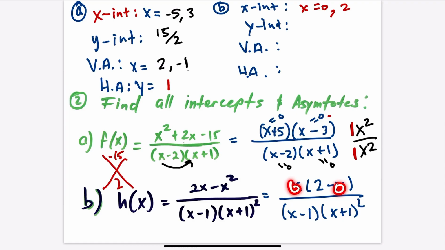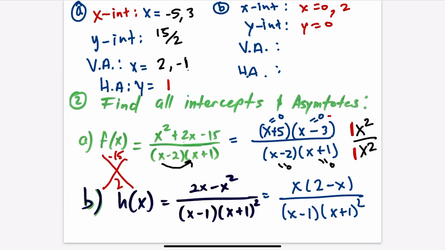The y-intercept is plug in 0. If you notice, because of this value right here, 0 times anything is 0, and we don't have 0 at the bottom. So 0 over some number is 0. So we have a y-intercept at 0. Okay. If you notice, I didn't put y-intercept, y equals 0 over here. You don't always need to label it like this if you put x-intercept and y-intercept. However, for vertical and horizontal asymptotes, you always have to do it because it's an actual line reference that you draw on a graph. Cool.